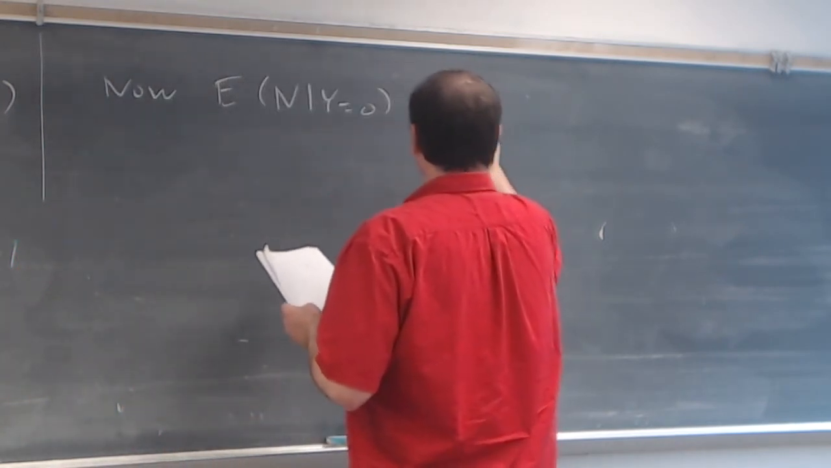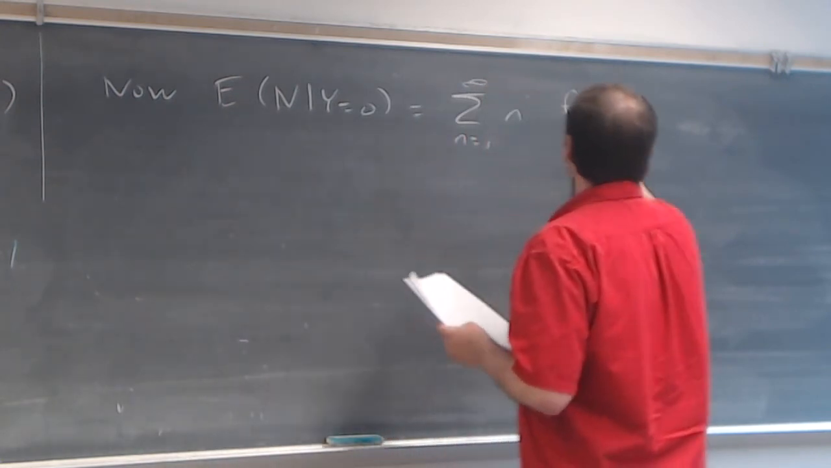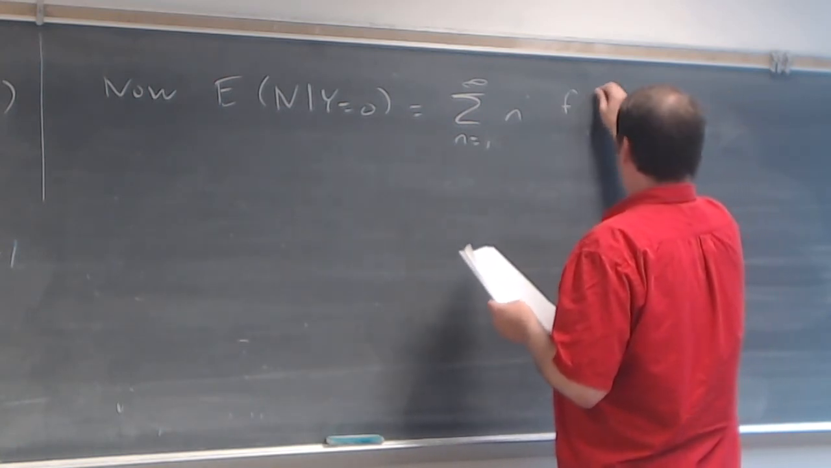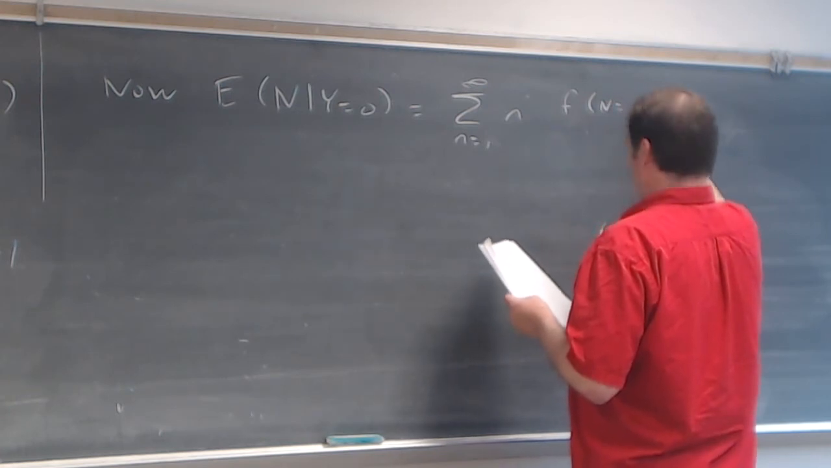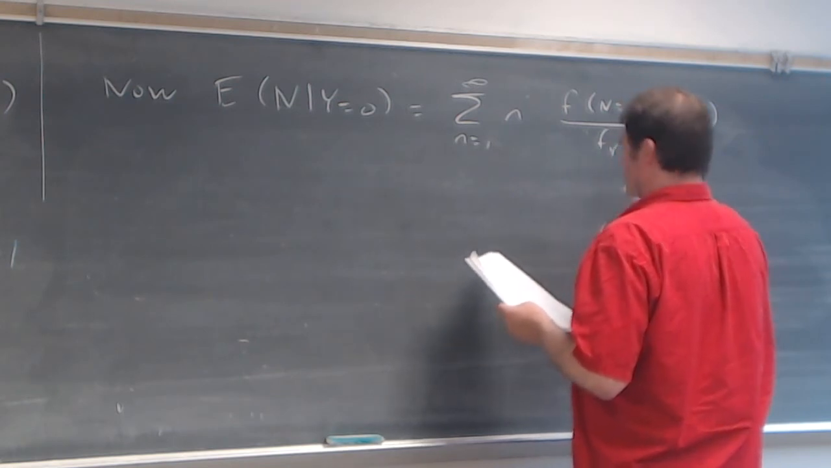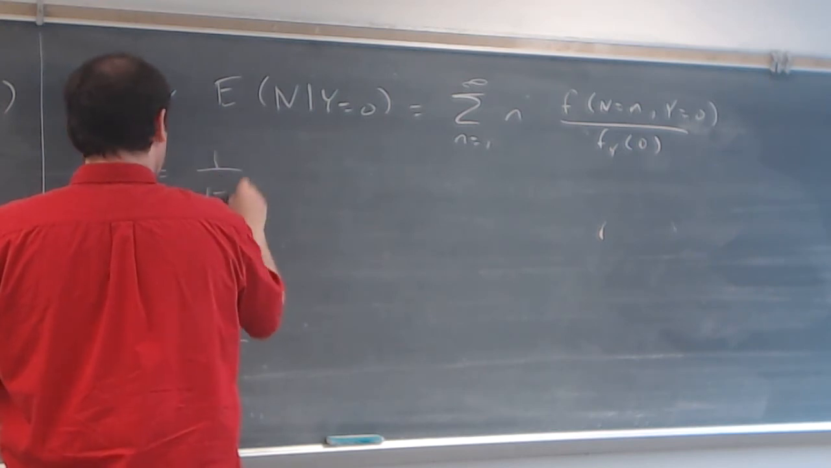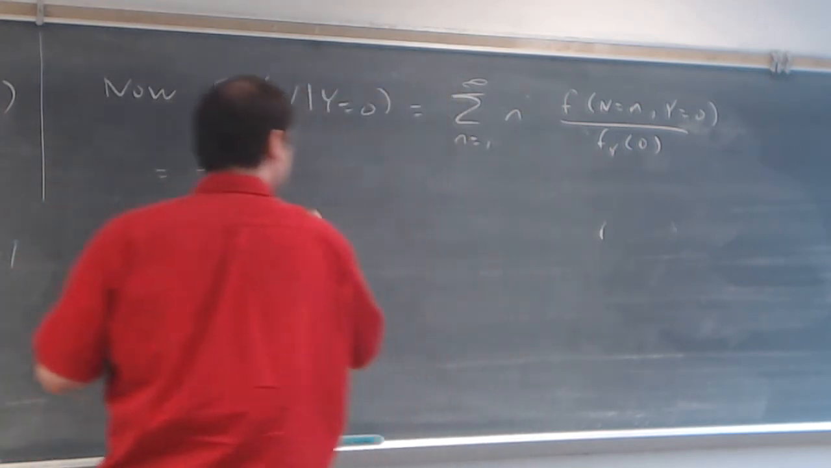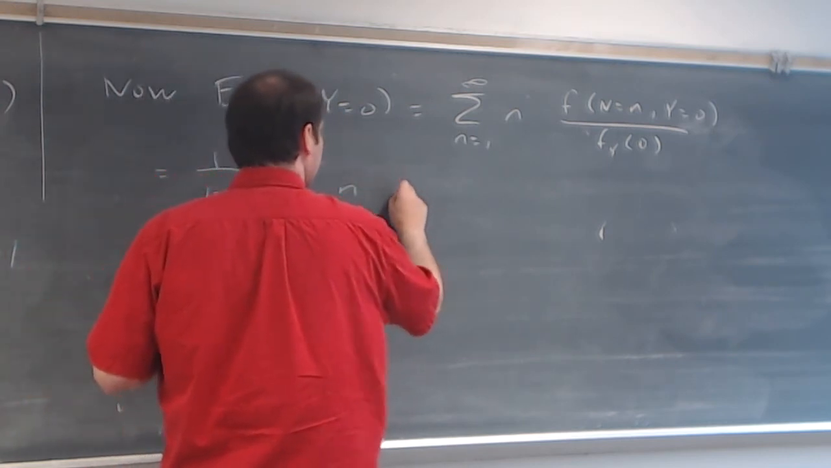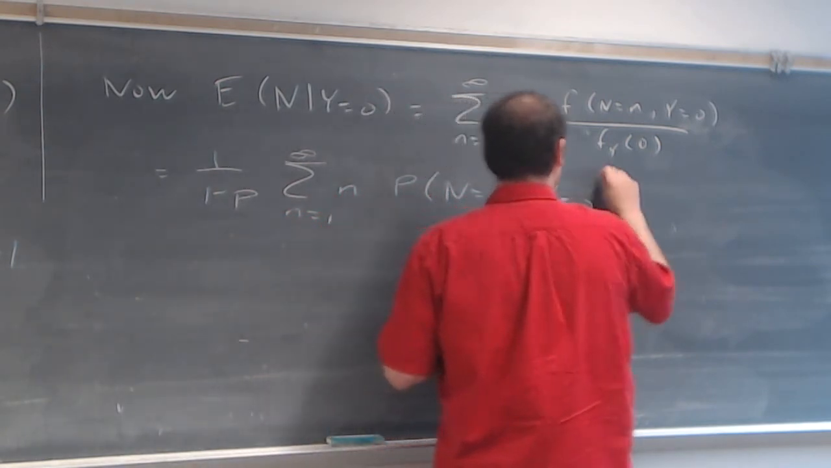That's equal to the sum as n runs from 1 to infinity of n times, again, the conditional probability mass function, which I'll rewrite as f of n equal to n, y equal to 0, over the probability y equals 0 in this form. This is equal to 1 over 1 minus p, that's the probability y is equal to 0, times the sum as n runs from 1 to infinity of n times the probability that big N equals little n and y is equal to 0.